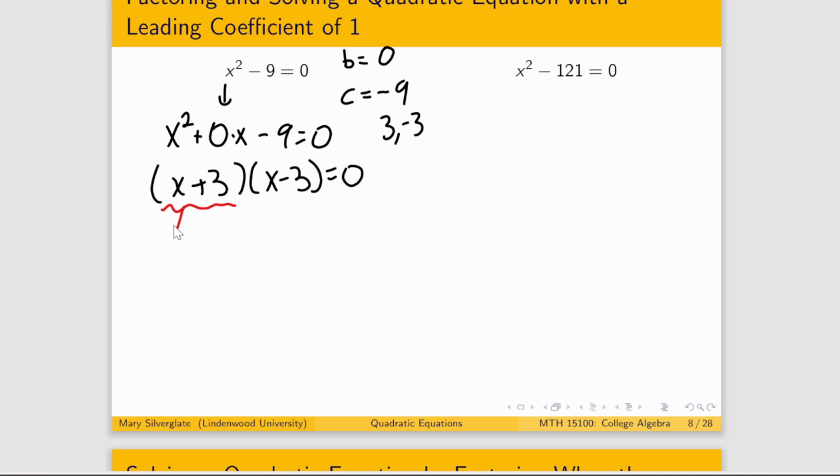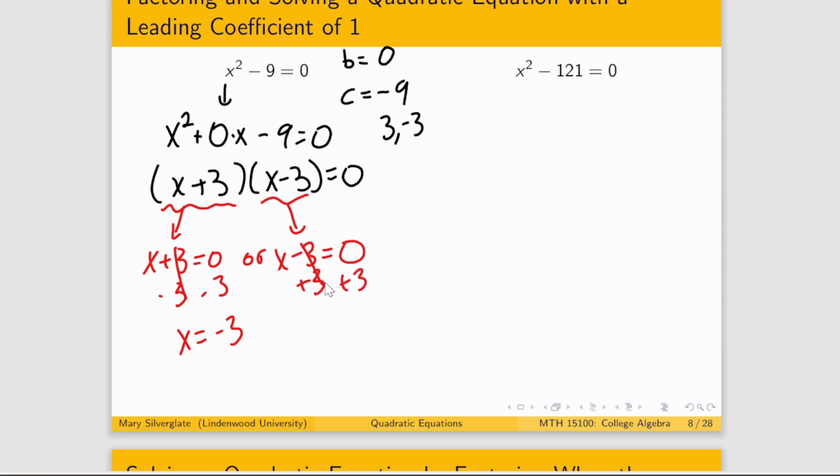So you make your two mini equations. One is x plus 3 is equal to 0, and the other one is x minus 3 is equal to 0. Then you have just one-step equations. We undo adding 3 by subtracting 3. So x is equal to negative 3. We undo subtracting 3 by adding 3. So x is equal to positive 3. So those are our two solutions for x.